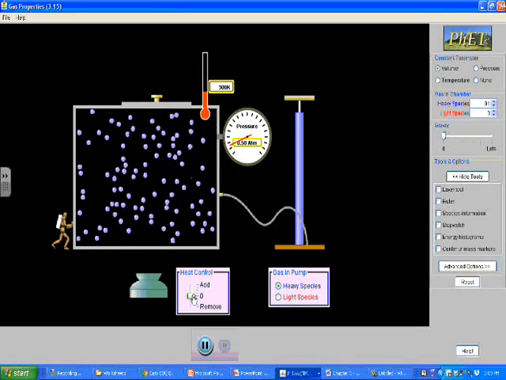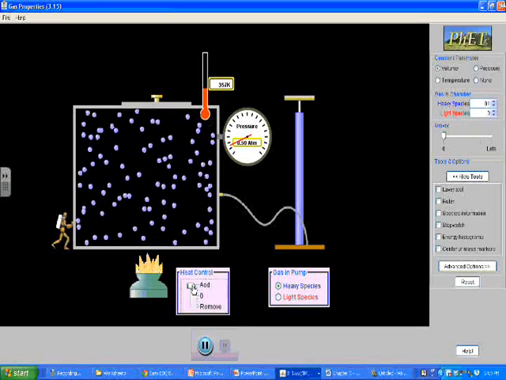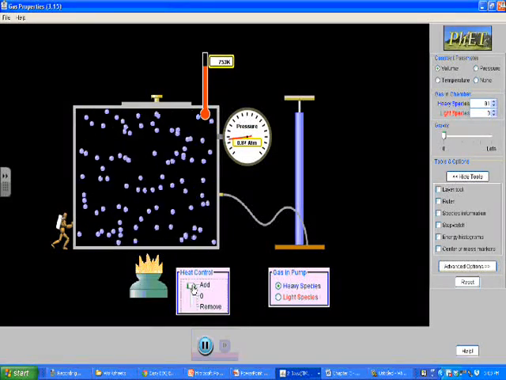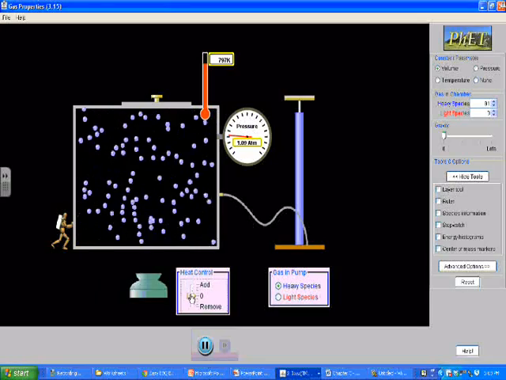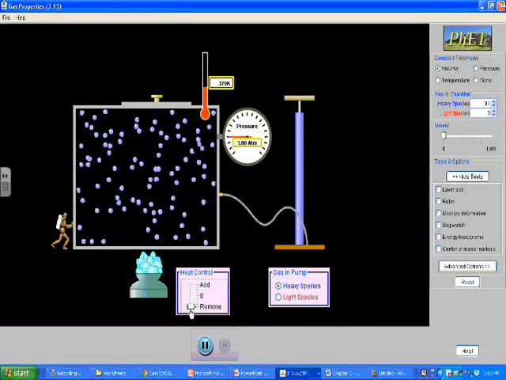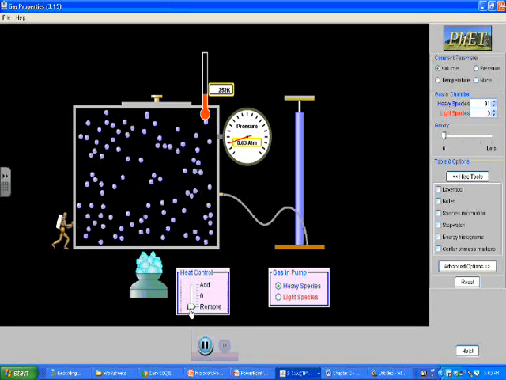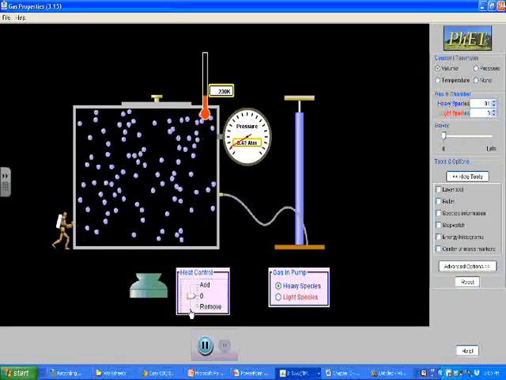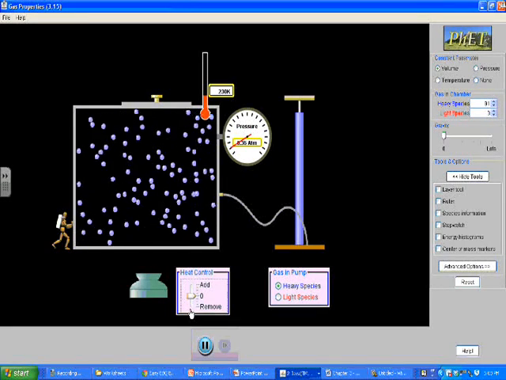Now, as I increase the temperature, what happens to the pressure? The pressure begins to rise. As I decrease the temperature, the pressure also decreases. So as you can see, Gay-Lussac's gas law is also directly proportional. As one increases, the other increases. As one decreases, the other decreases.